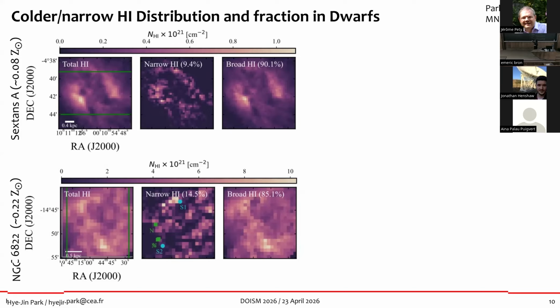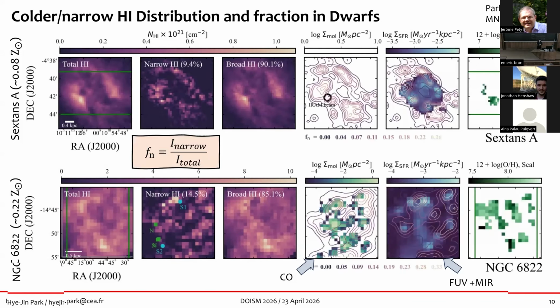And we can find that the narrow H1 component is more clumpy than the broad components. And we take the fraction, the narrow H1 content over the total H1 content, and make the contour here. So this fourth column is the CO, the molecular gas surface density, and the star formation rate surface density, and the metallicity map from the Typhoon data. And what we can find is for some high star forming regions, the narrow fraction is increased.